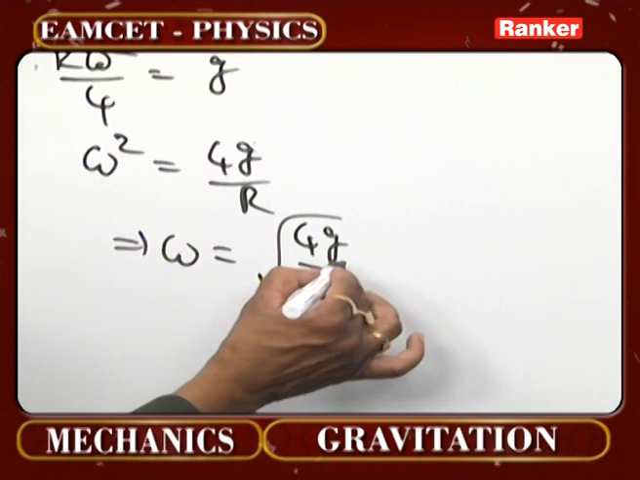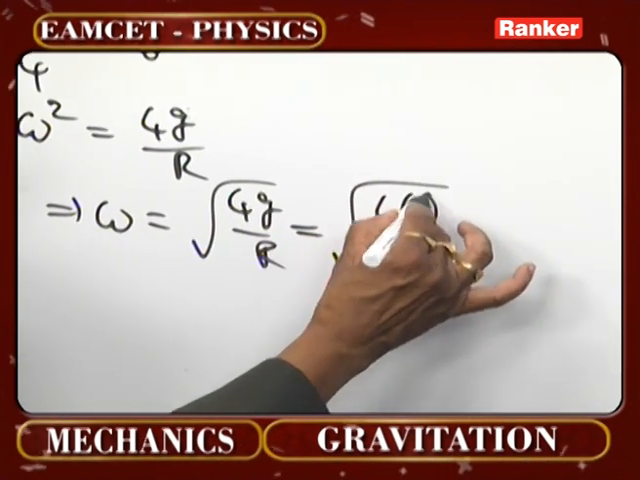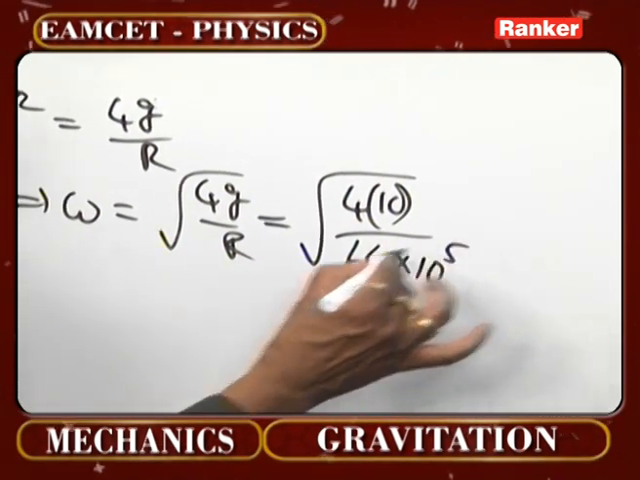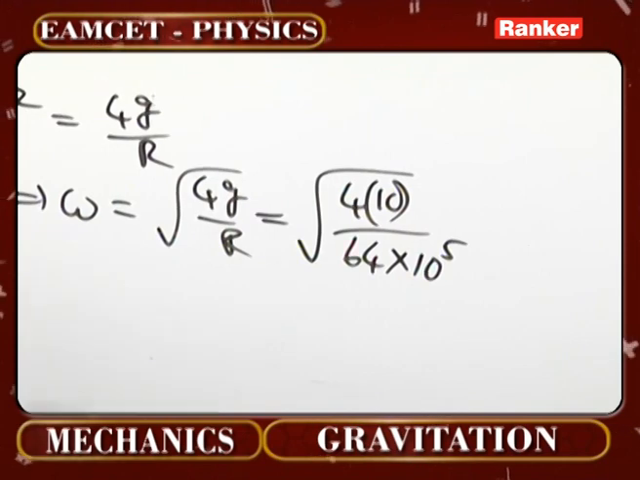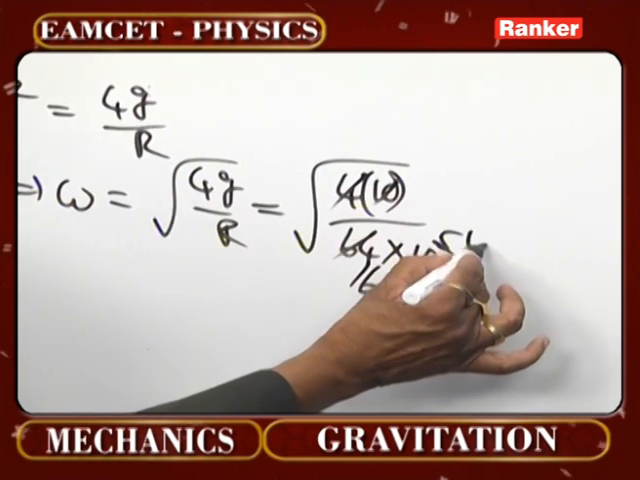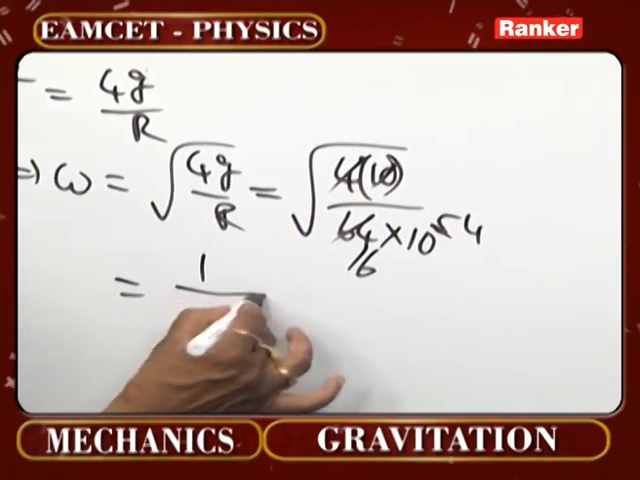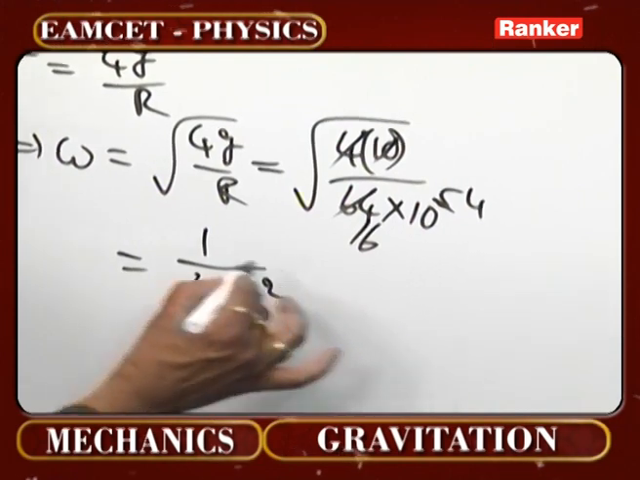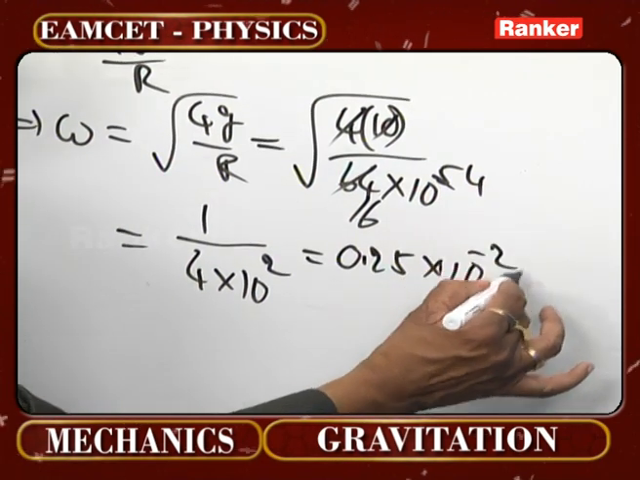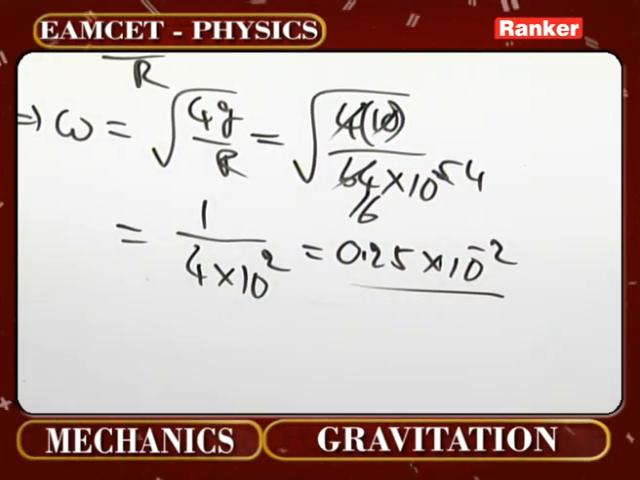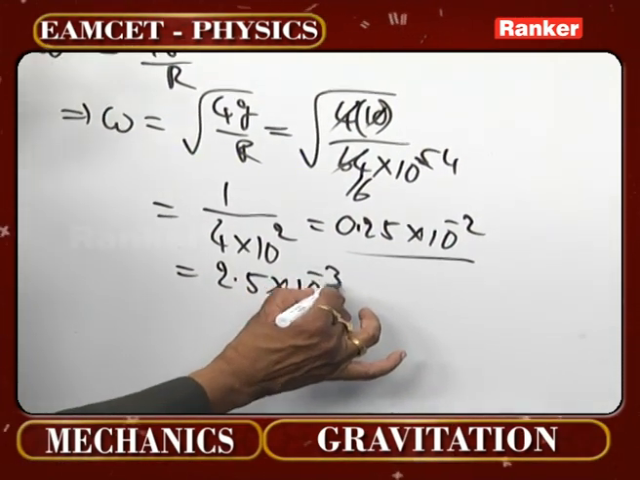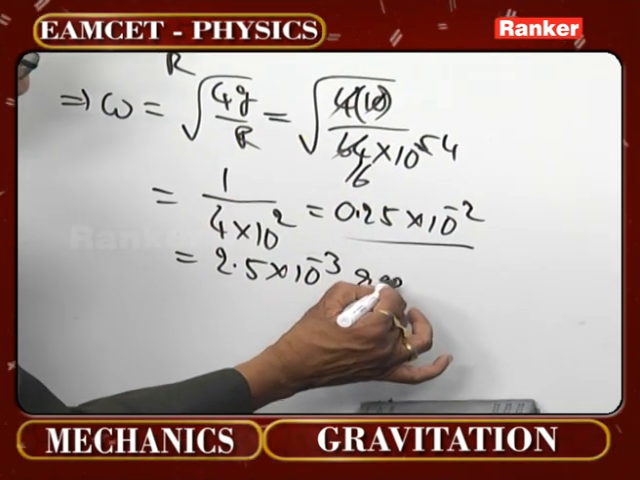Of course, if you take the value roughly as g as 10 and R is 6400 kilometer, that is 64 into 10 to the power 5 meter you can write. Now if you simplify this total lot, this of course goes 16 times, this goes 4 times, you will now be getting 1 by 4 into 10 square. That of course 1 by 4 is 0.25 into 10 power minus 2 radian per second you are getting. But of course the same answer can even be rewritten as 2.5 into 10 power minus 3 radian per second.